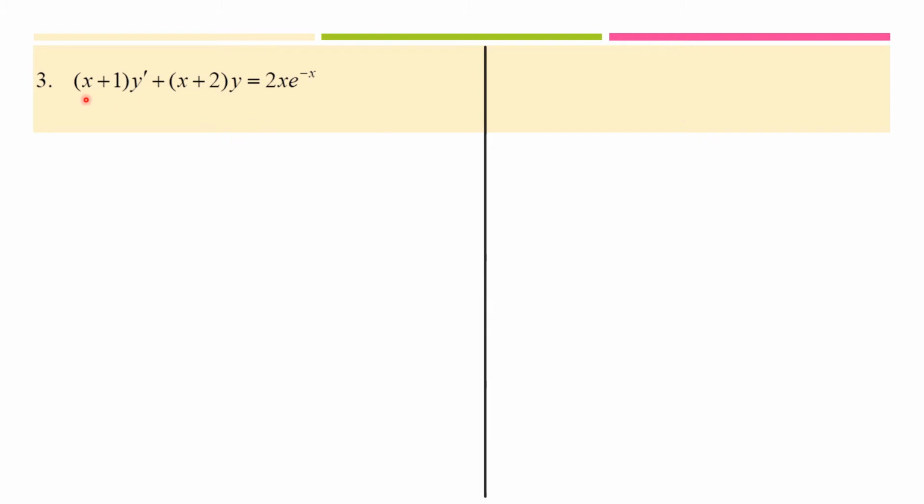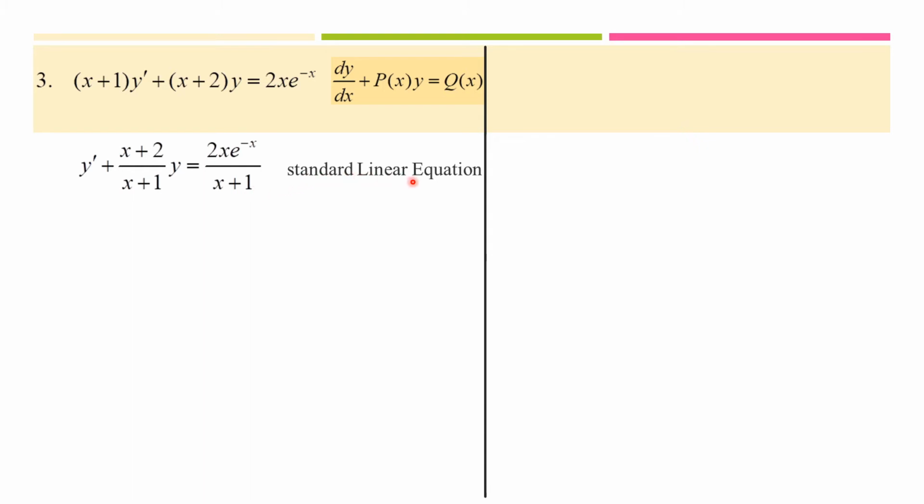The third question: x plus 1 times y prime plus x plus 2 times y equals 2x e to the power of negative x. Now this equation is linear in y, but it is not in the standard form because the coefficient of dy/dx, or the coefficient of y prime, is not 1. So to make it in standard form, we have to divide this whole equation by this factor x plus 1 to get y prime plus x plus 2 divided by x plus 1 times y equals 2x e to the power of negative x divided by x plus 1. So this is now the standard linear equation.